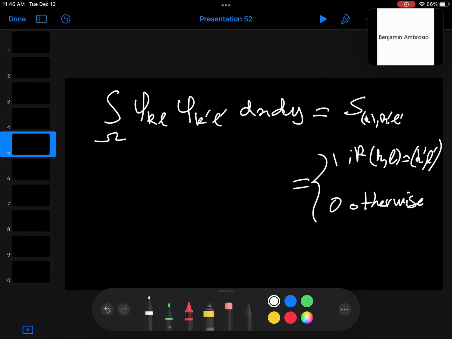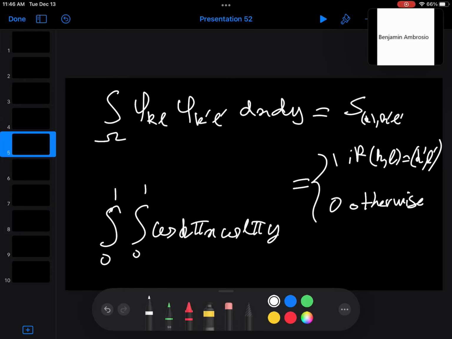We'll see. So we'll see, but let's start. I'm computing the integral between 0 and 1, 0 and 1, of cos(kπx) cos(Lπy) times cos(k'πx) cos(L'πy) dx dy.